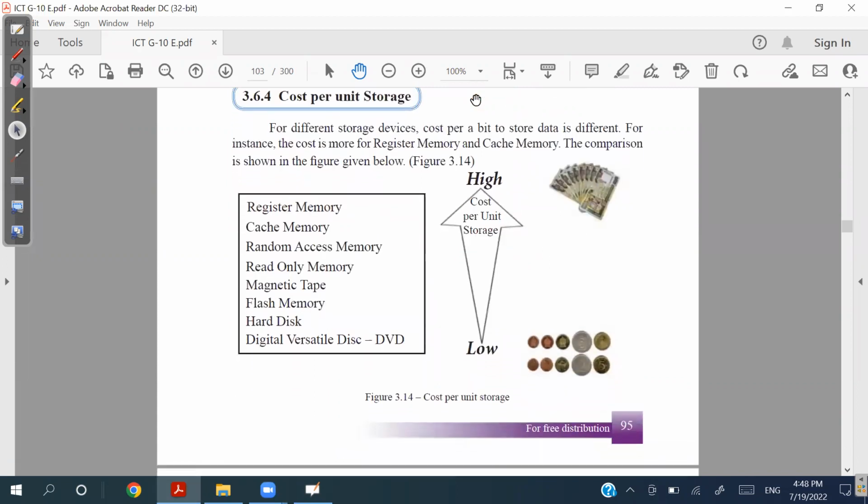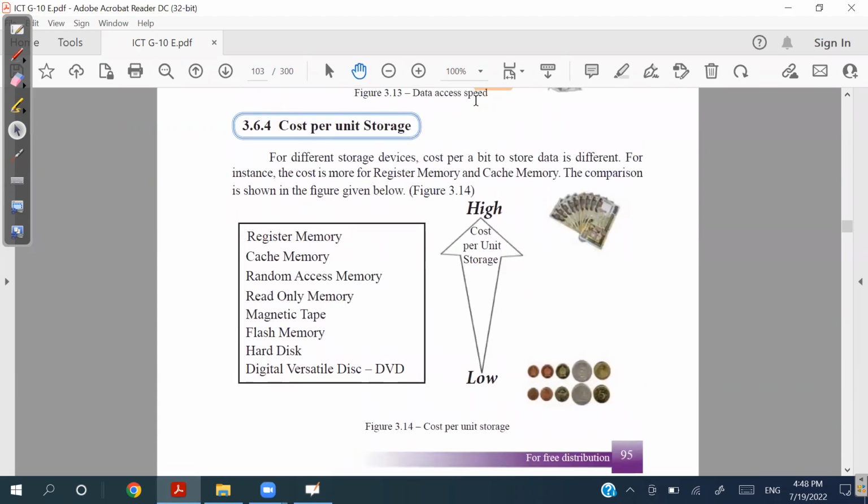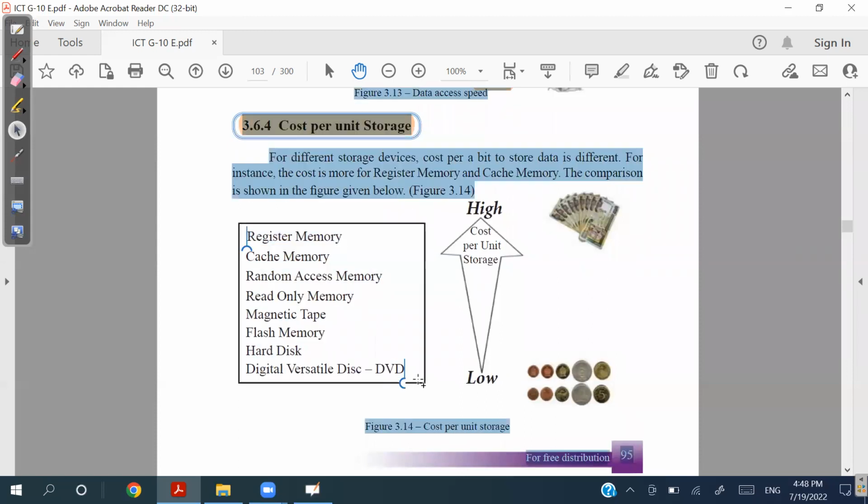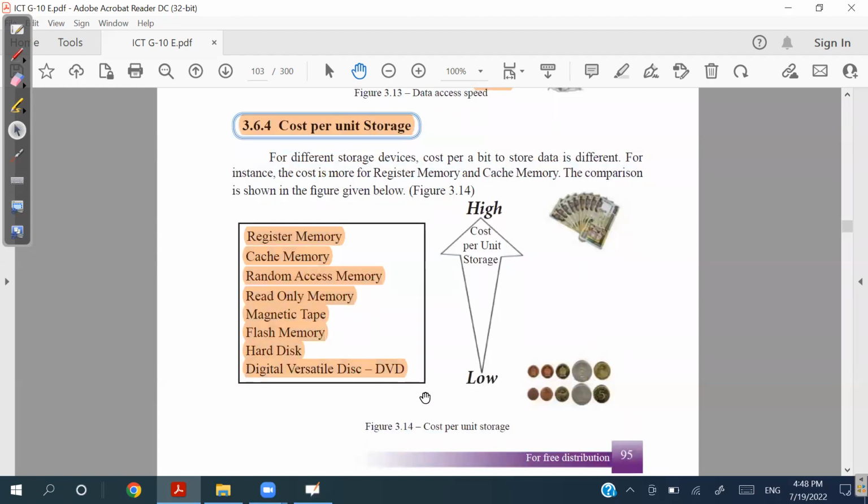Here we go with the cost per unit storage. It goes with the comparison as well, people, as well as the high and low ends plus the arrow.